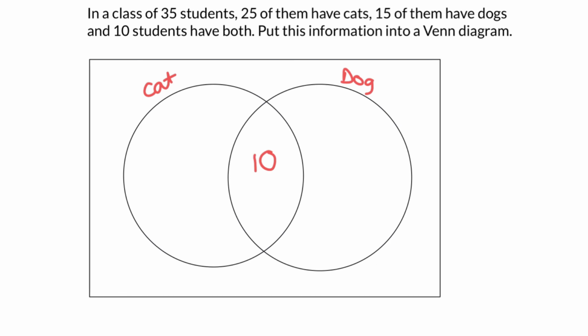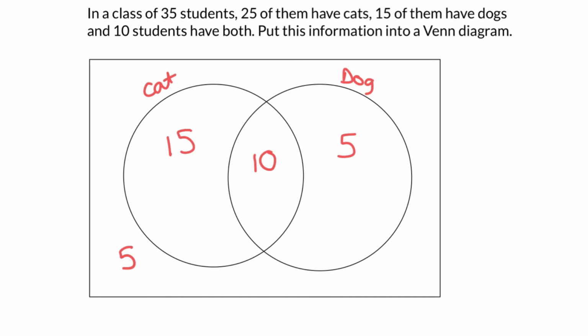So if 25 students have a cat and we've got 10 of them already accounted for in our diagram, there must be 15 students that only have a cat. If there's 15 of them that have dogs, but 10 of them are already accounted for in our diagram, there must be 5 left that just have a dog. So if we've got 30 students in our diagram already, but it's a class of 35 students, there must be 5 students that don't have a cat or a dog, so they go on the outside of the circles because they don't fit into either of those categories.